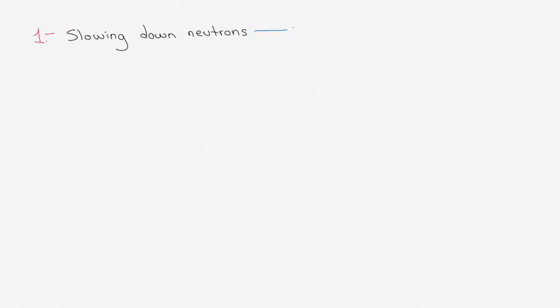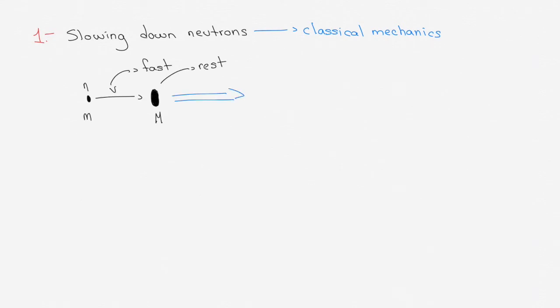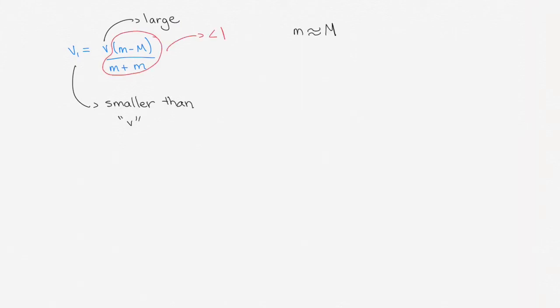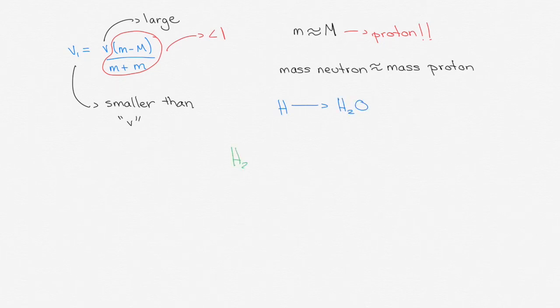Now we need to solve the two issues mentioned before. To slow the neutrons down, we can use classical mechanics to find the solution. During the collision, we assume that momentum and kinetic energy are conserved. Therefore, after some mathematical manipulation, we find that the mass of the particle that the neutron is colliding with has to be about the same mass as the neutron. A proton has about the same mass as the neutron. We can find protons in hydrogens, and these hydrogens can be found in water. Lucky enough, our coolant also acts as a moderator as it allows the neutrons to slow down.